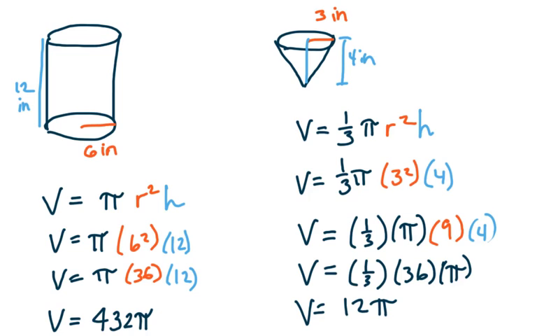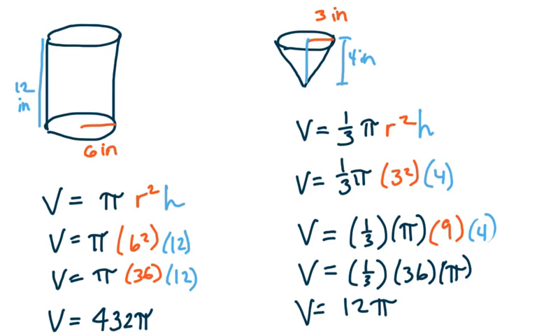So when I substituted that information into the formula, I had pi times 6 squared times 12. 6 squared is 6 times 6, not 6 times 2. That's 36 times 12, 432 pi. Leave it in terms of pi. Believe me, it'll be helpful. Do not multiply by 3.14 or anything else.